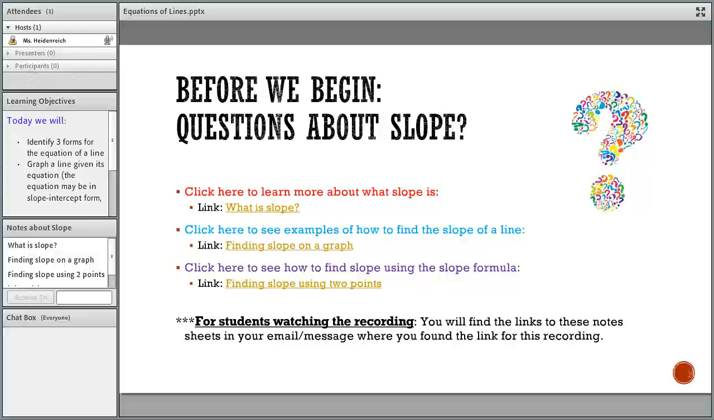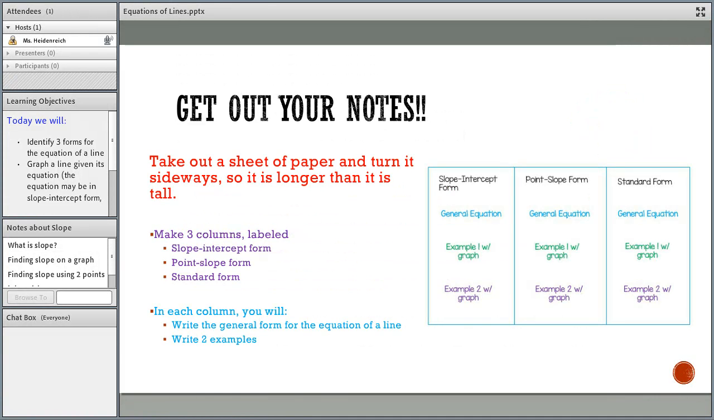So let's just start with some preliminaries, and if you don't know a lot about slope, I'm not really going to be teaching about how to find slope, or how to use slope to find another point on the line. So if you need help with that, I've included some links here, but if you are not watching this in an Adobe room and you're watching it on YouTube, then you're going to need to use the links that I sent out in the email where you found this recording. So we'll go back to that email and click on those three links and see what you can learn about slope.